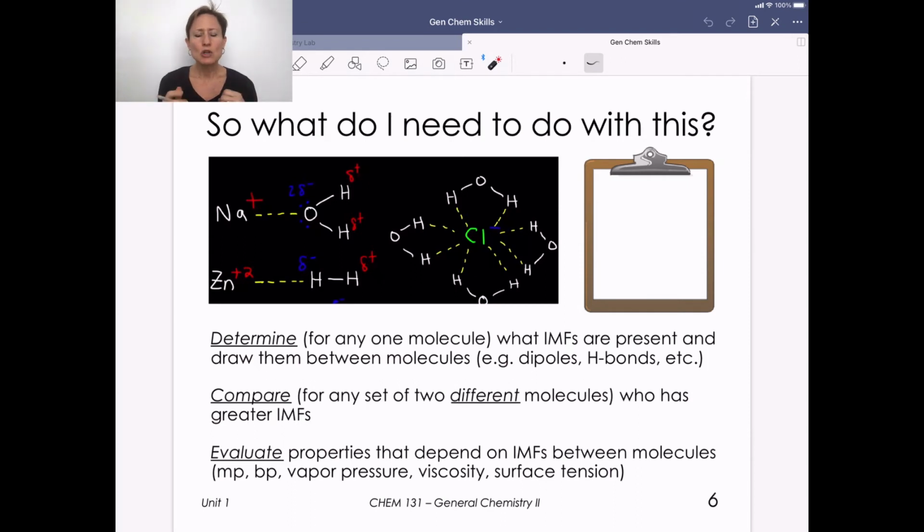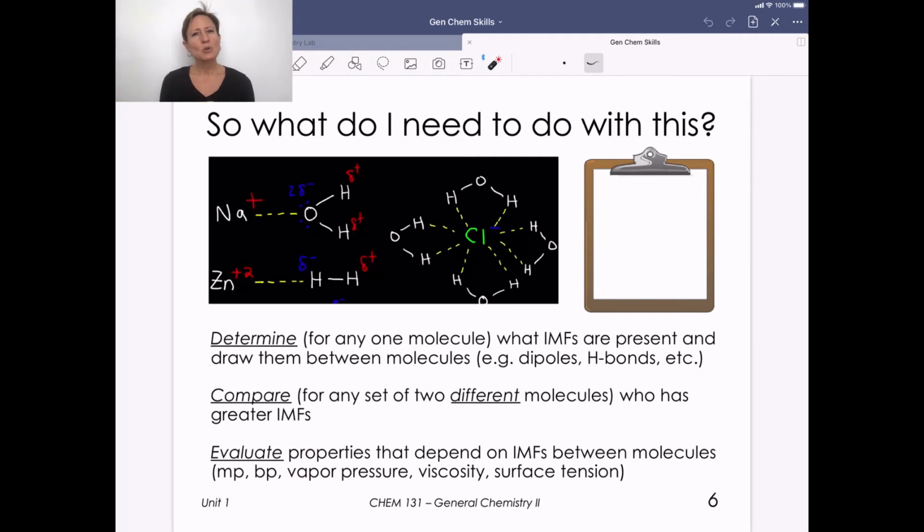Maybe I've given you two molecules and you need to compare them and determine who has the greater intermolecular forces. You're basically going to be going through a checklist of that hierarchy: dispersion forces, dipole-dipole, hydrogen bonding, ionic interactions. Whoever has the most check marks or the strongest check marks is going to have the greater intermolecular forces. One more layer on this is that those intermolecular forces affect things like melting point, boiling point, and vapor pressure, which we've talked about already.